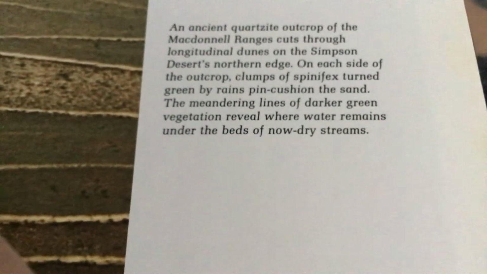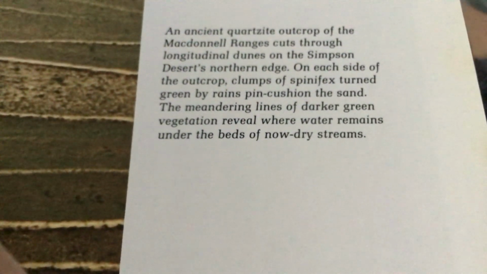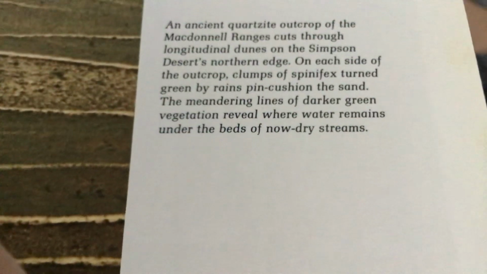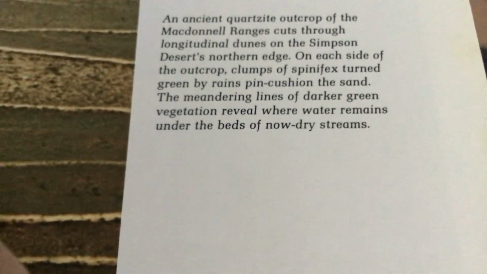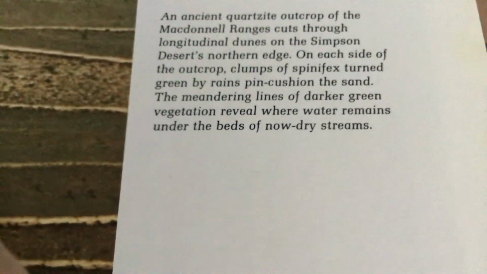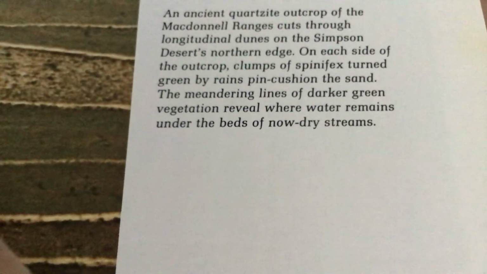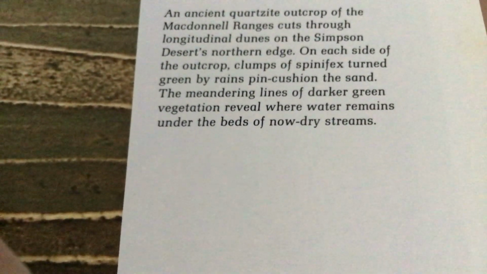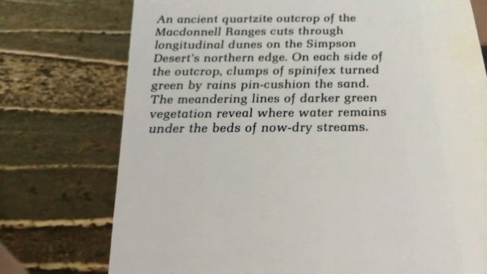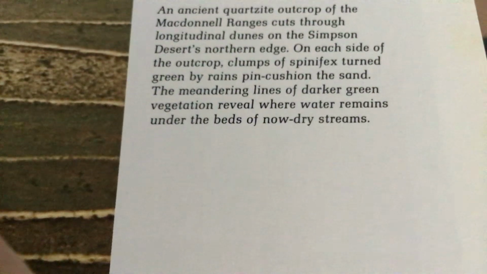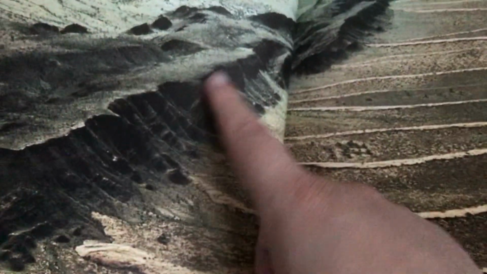An ancient quartzite outcrop of the MacDonnell Ranges cuts through longitudinal dunes on the Simpson Desert's northern ridge. On each side of the outcrop, clumps of spinifex, turned green by rain, pincushion the sand. The meandering lines of darker green vegetation reveal where water remains under the beds of now dry streams. See that? It's a dried up river here.